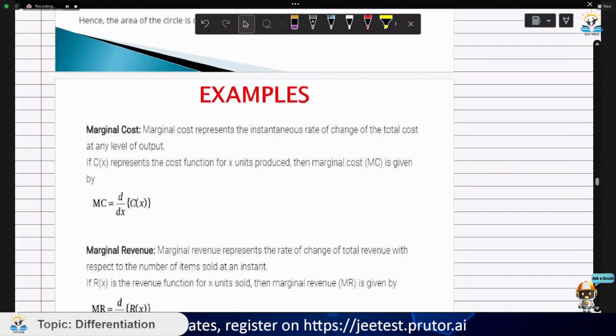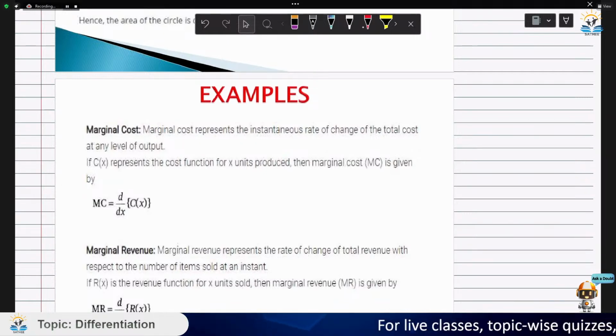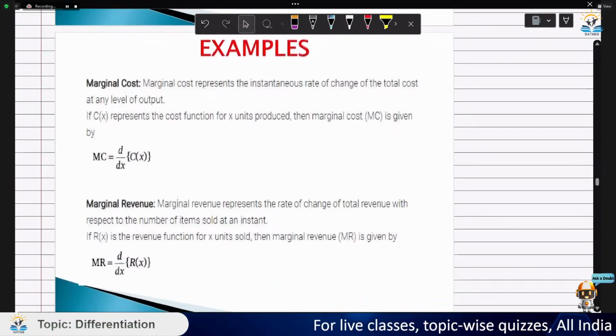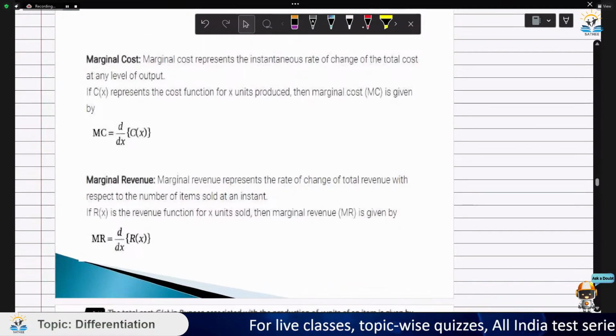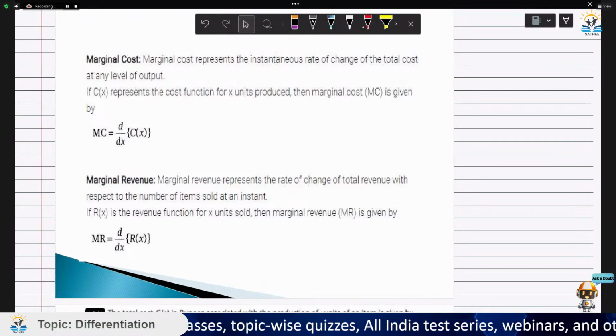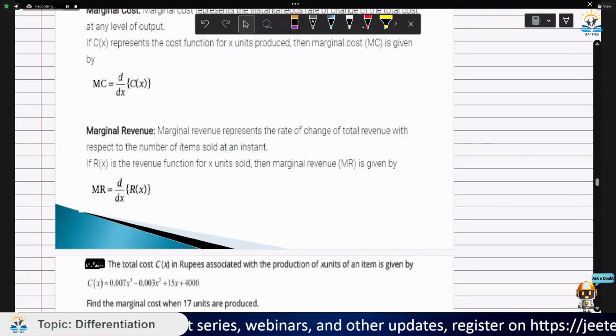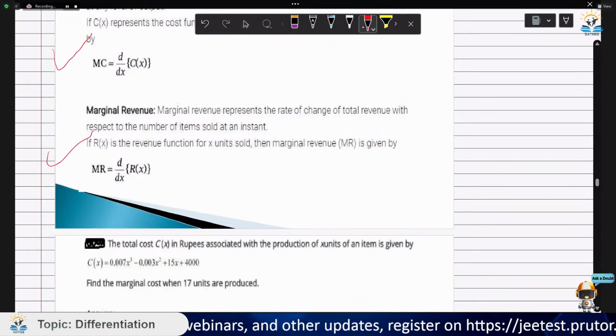Marginal cost. Marginal cost represents the instantaneous rate of change of the total cost at any level of output. If C of x represents the cost function of x units produced, then marginal cost MC is given by this, which has already been given to us. And marginal revenue represents the rate of change in total revenue with respect to the number of items sold at an instant. So this is also something important. If R of x is the revenue, this shows how the derivative can be used in marginal cost and marginal revenue.